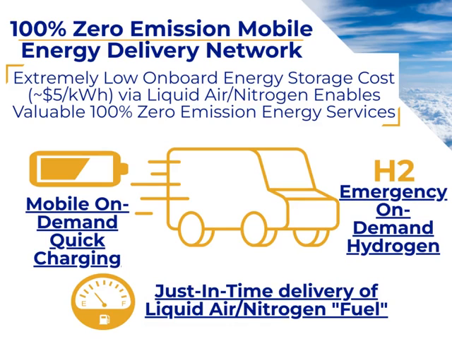The extremely low onboard energy costs we mentioned before opens the door for multiple high-value energy-related services. For example, mobile on-demand quick charging. That means that you can have mobile quick charging right at your office, right at your home, wherever you're located, it comes directly to you. For the markets that are supporting hydrogen in their transportation sector, you can do emergency on-demand hydrogen. For the markets that have our zero-emission range extender, it means just-in-time delivery of liquid air for the range extenders. So literally, the vehicles are automatically refueled.